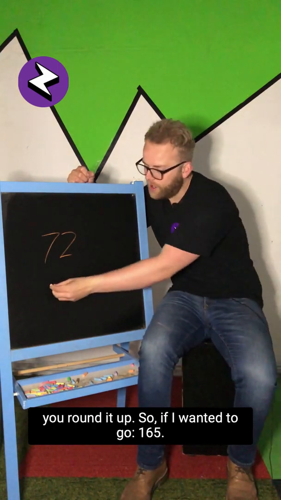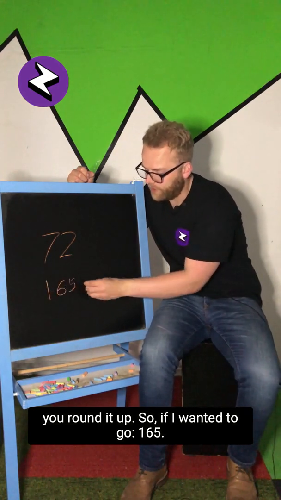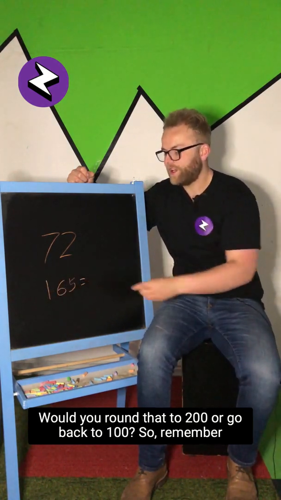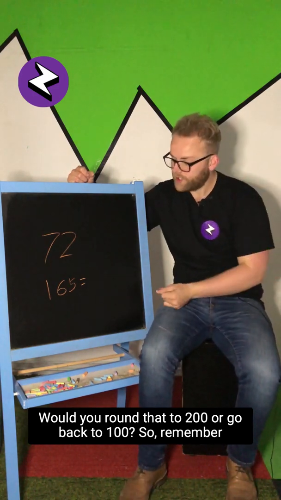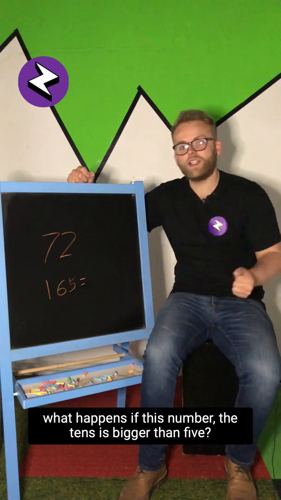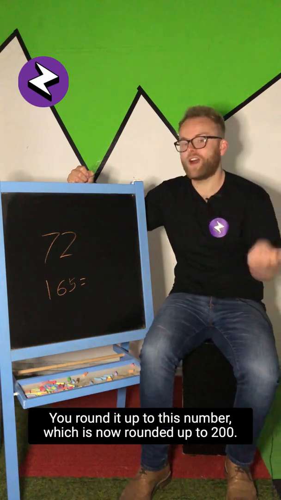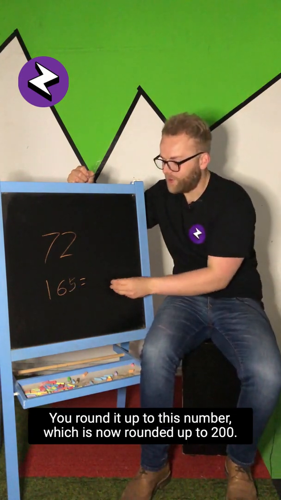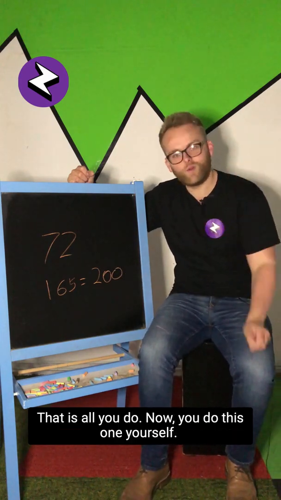So if I wanted to go 165, right, would you round that to 200 or back to 100? So remember, what happens if this number, the tens, is bigger than 5? Well done, you round it up. So this number would now round to 200, and that is all you do.